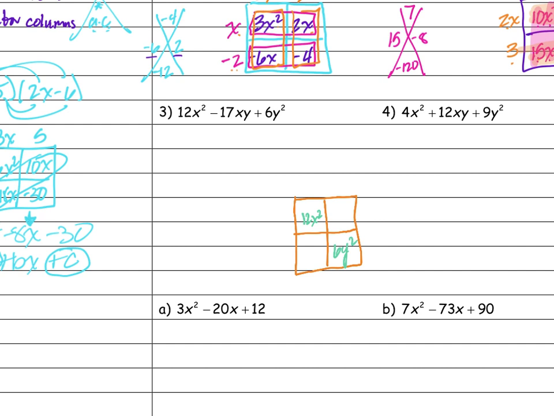It'll kind of go down and up. So x to the first, x to the second, x, y to the second. So it should go 2, 1, 2. Okay? So just like what I've been doing, I need to find two numbers that add to be negative 17 and multiply to be 72.